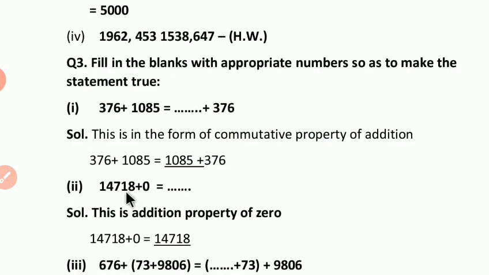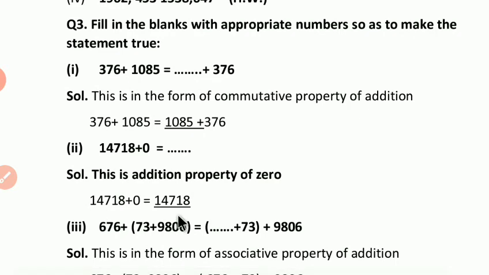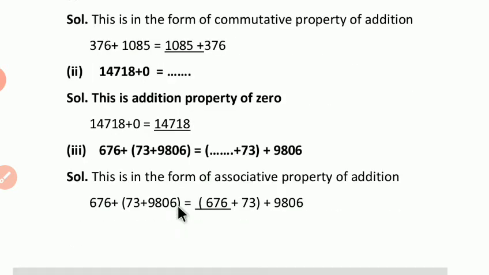You can see that here 0 is added to the whole number. And which property is this? This is the addition property of 0. If we add 0 to any whole number, the answer will be a whole number itself. By using this property, we can write directly the answer as 14,718. Third one, 676 plus 73 plus 9,806 is equal to dash plus 73 plus 9,806.